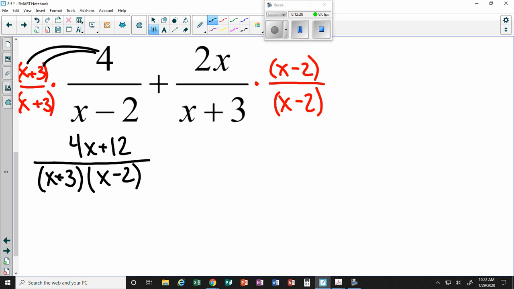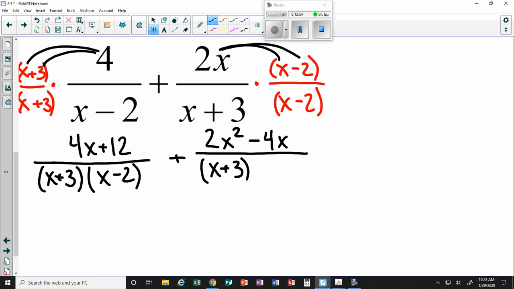Second one, well, I want to multiply the tops together so I can simplify. So when I do that, what do I get there? 2x squared minus 4x. Right? 2x times x is 2x squared. 2x times negative 2 is negative 4x. And the bottom, I'm just going to leave it again as x plus 3 times x minus 2.